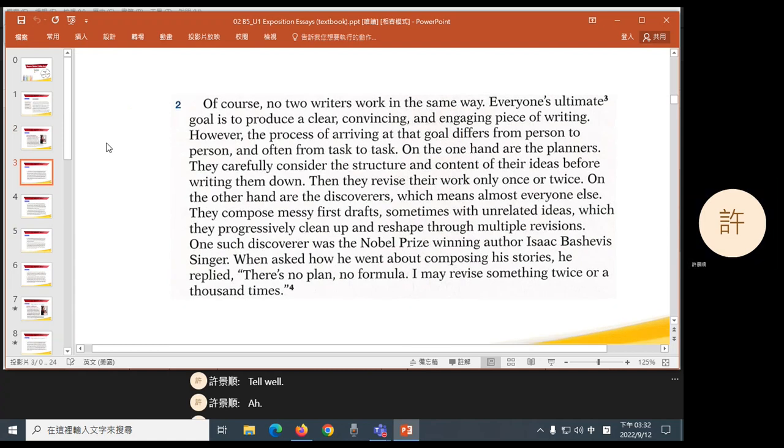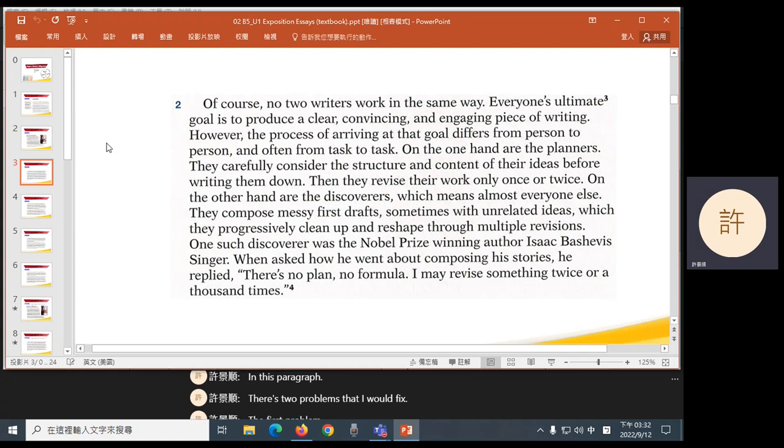Now, in this paragraph, there's two problems that I would fix. The first problem is that it begins with the two words, of course.